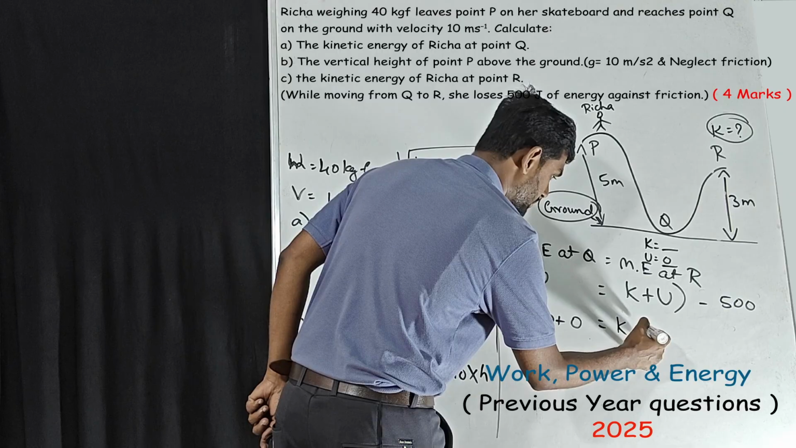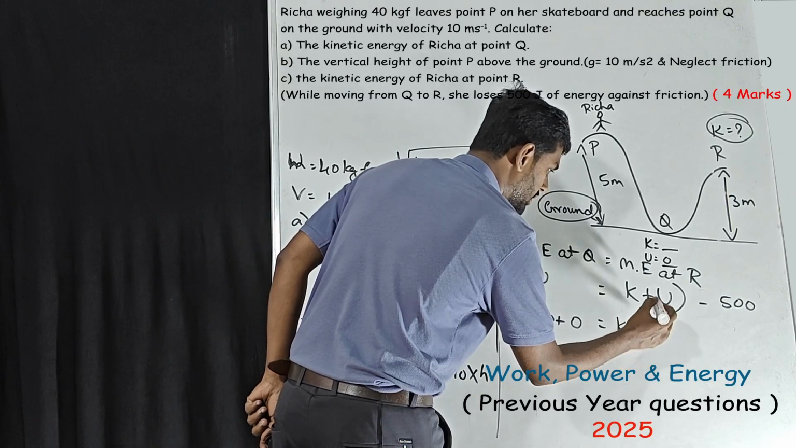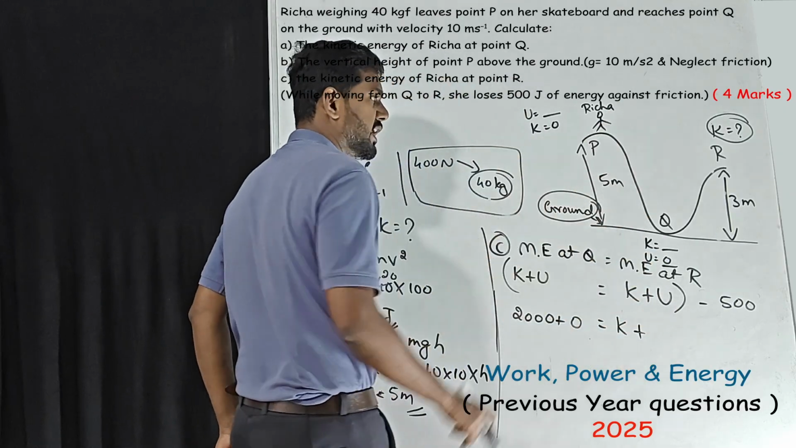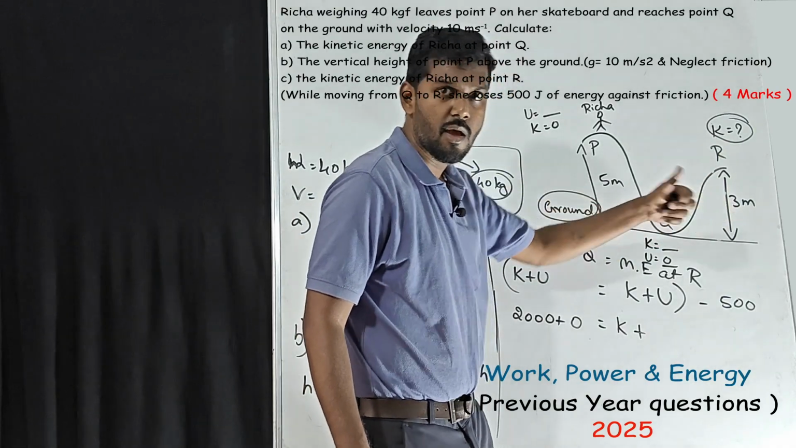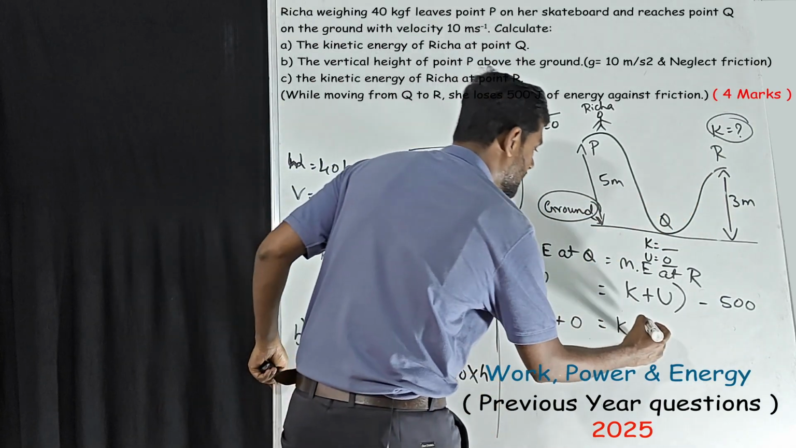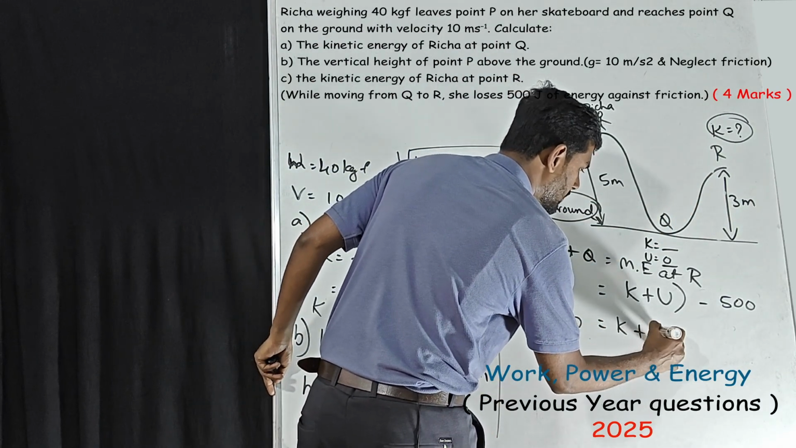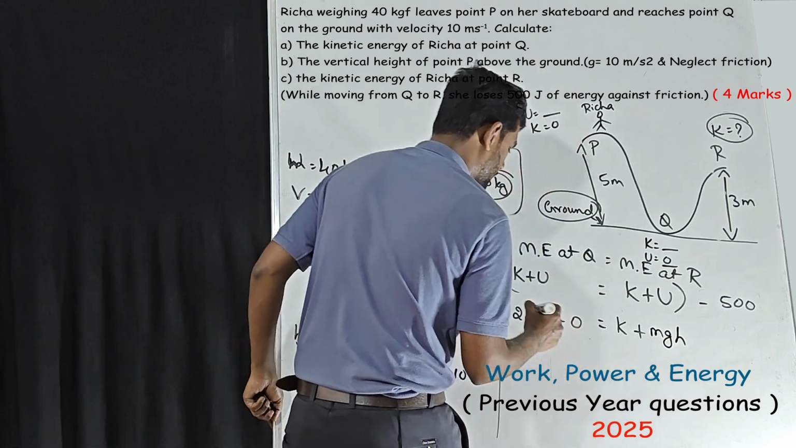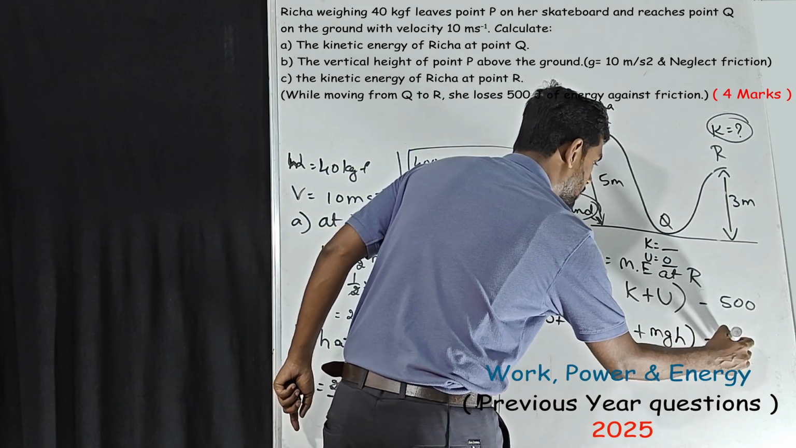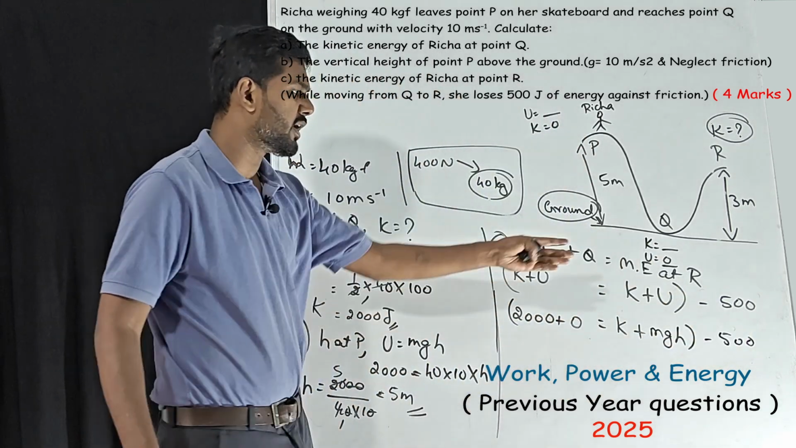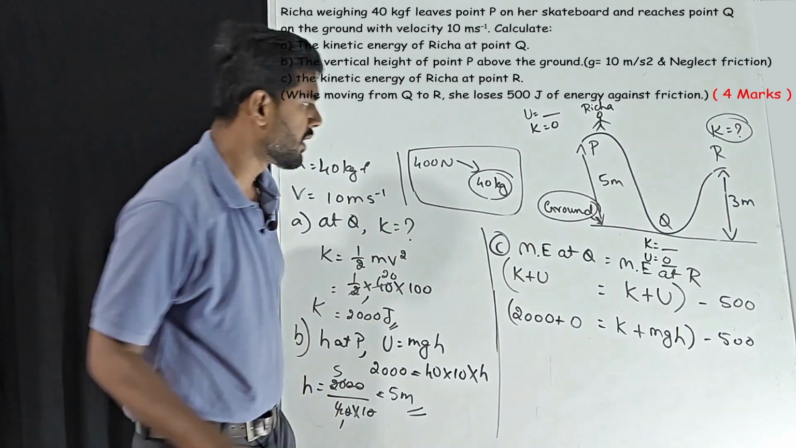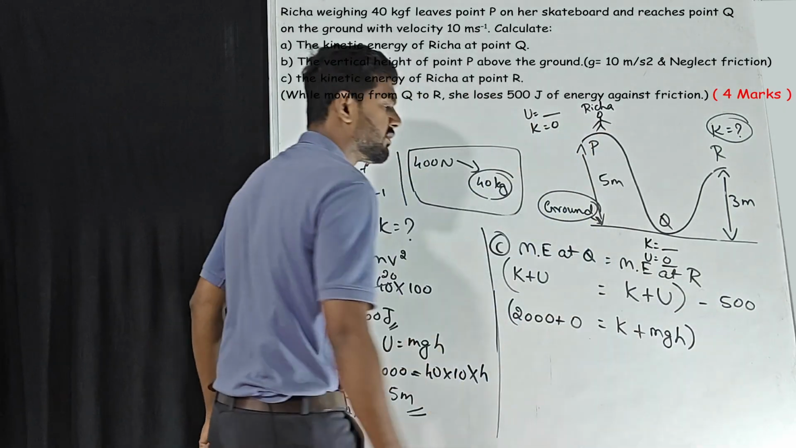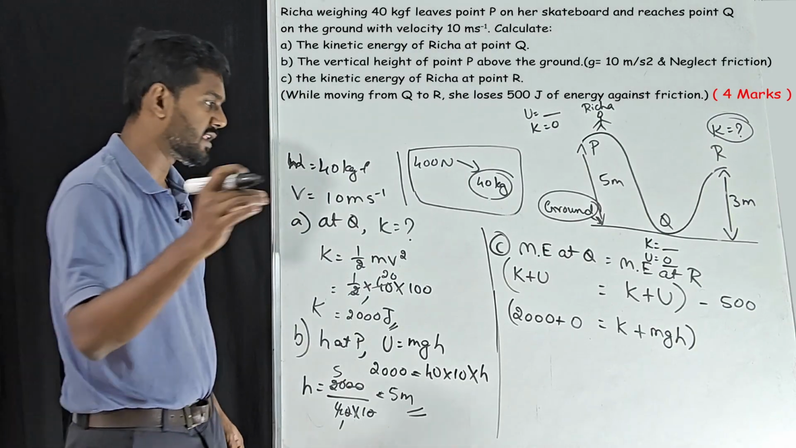Then U means potential energy at R. We don't know that, but we have height, mass, gravity, that is nothing but mgh. Then finally we are going to subtract it. You don't have to write it in every step, finally you can subtract it. Whatever answer we get, we'll subtract it from 500, and we'll get the final answer.